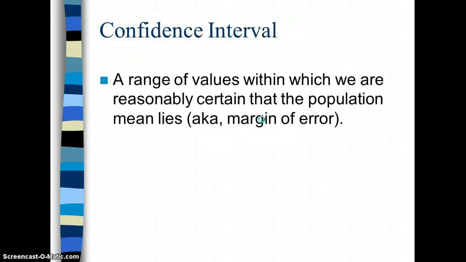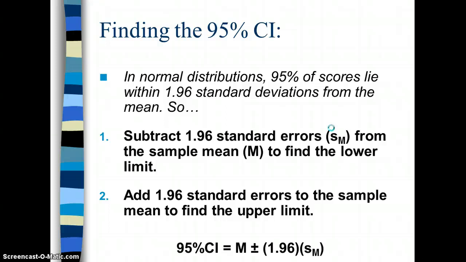And we talk about the standard error of the mean because it gives us a way to talk about variability in the distribution of a population at large. It will also help us calculate confidence intervals. Confidence intervals are a range of values within which we're reasonably certain that the population mean lies. We also sometimes call this the margin of error. You're probably most familiar with this from polls. Polls will often report what they find and then say the margin of error is +5 or -5 or something like that.